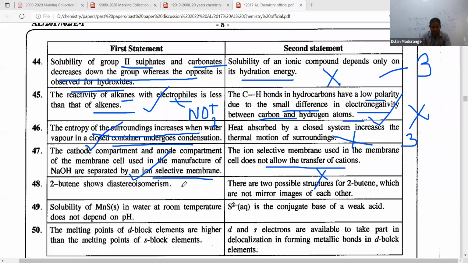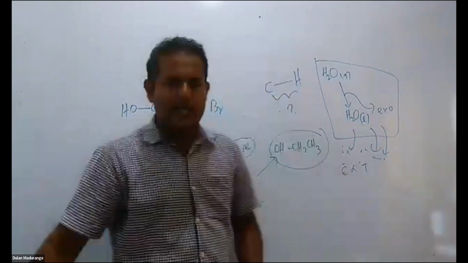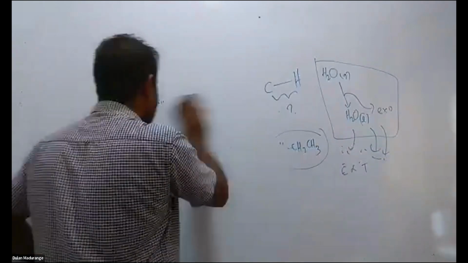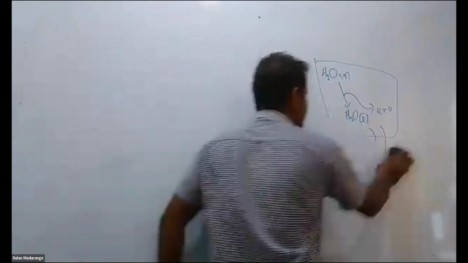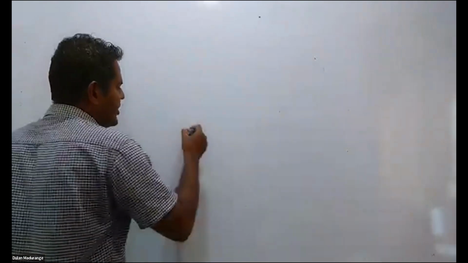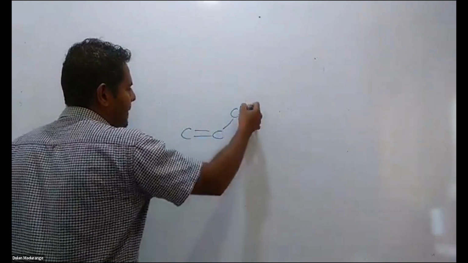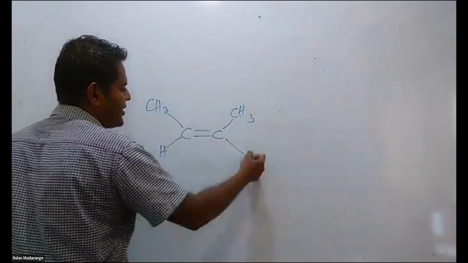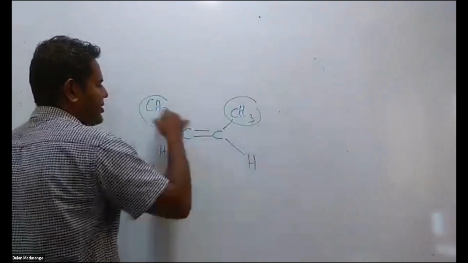ඊට පස්සේ 48, 2 butene shows diastereomers. හරි. එතන මේකේ answer එක බලන්න. There are two possible structures for 2 butene which are not mirror images of each other. ඉතින් එතන 2 butene අඳින්න පුළුවන්. 2 butene කියලා කියන්නේ carbon 4යි, second carbon එකට double bond. There are 4 carbons and for the second carbon there's a double bond. Then you can get carbon carbon. This is CH3 and this is CH3 and here H and here H. Can you see? This is 2 butene.